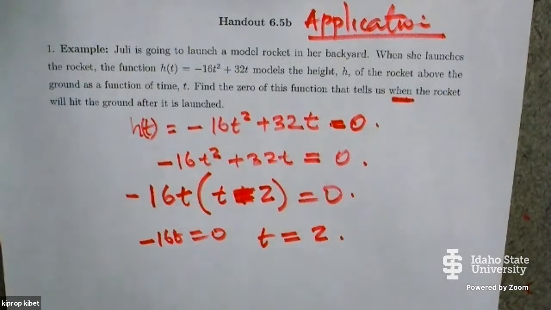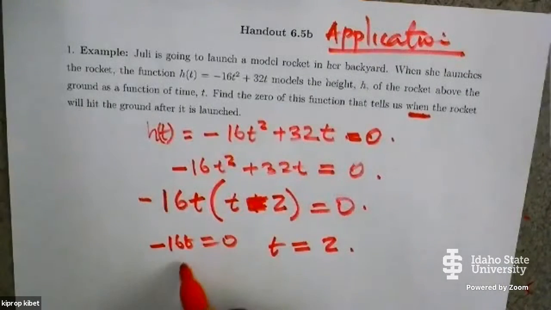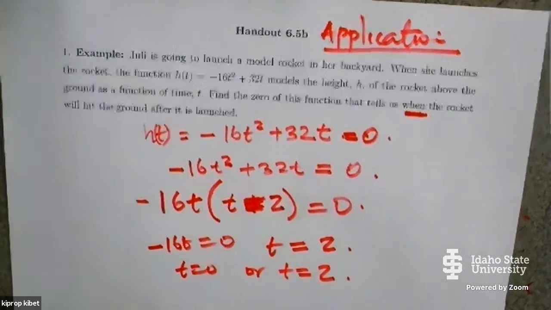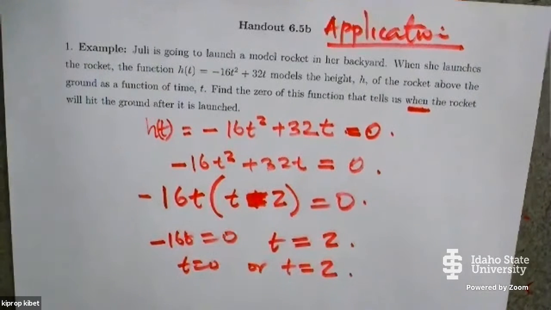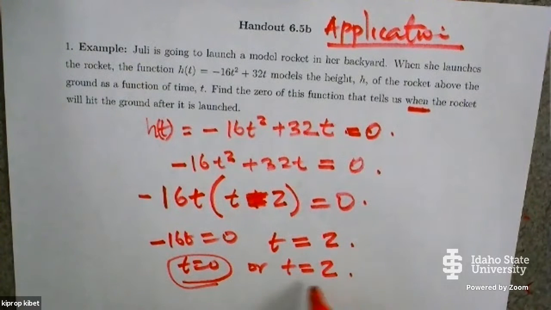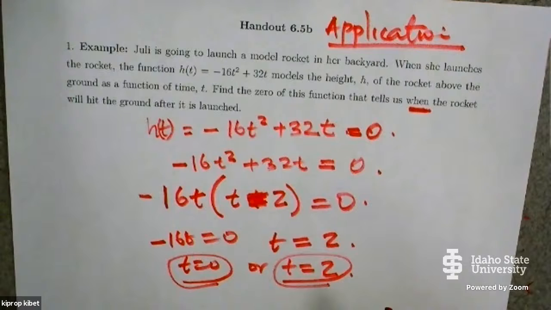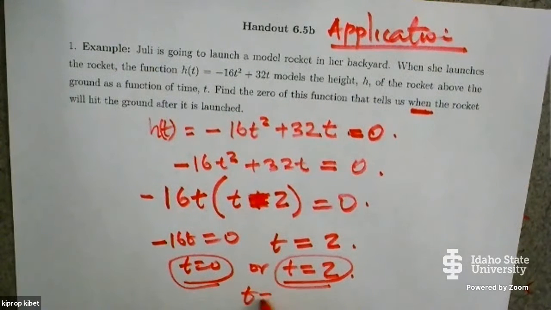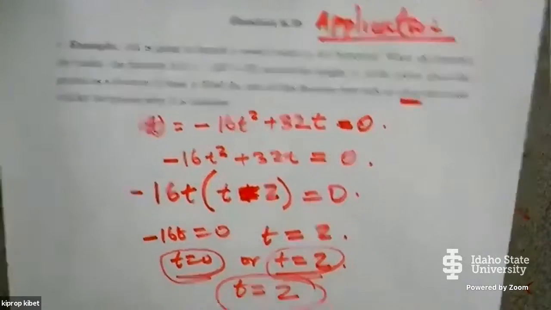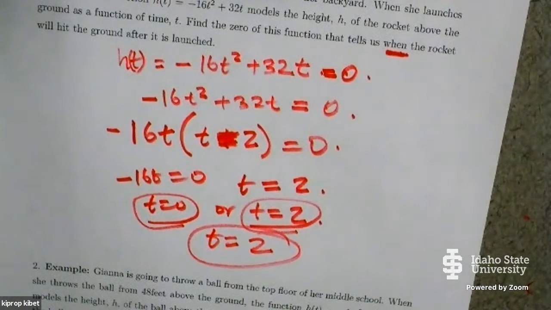Now, find the zero of this function that tells us when the rocket will hit the ground after it is launched. So therefore, here t equals 0 or t equals 2. That means it will be launched at t equals 0, and it will hit the ground at t equals 2. So our answer will be t equals 2.